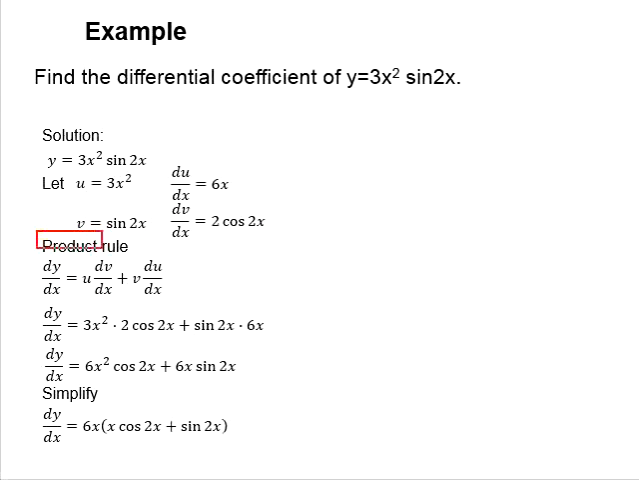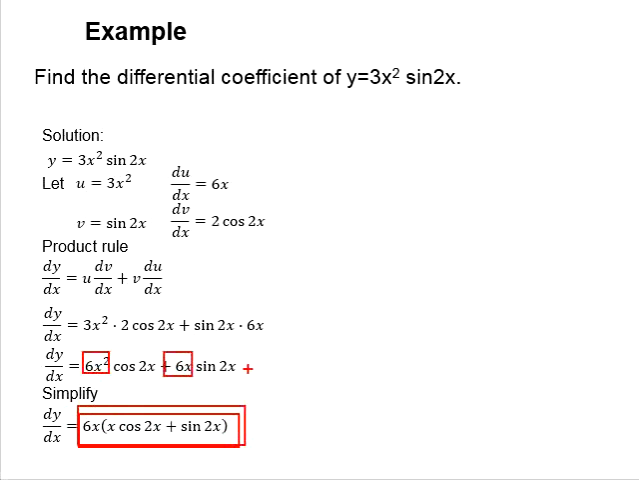Adopt the equation for the product rule. Substitute u dv/dx plus v du/dx into the equation. Reorganize the equation, and it gives you this. Simplify it by taking the common function out of the bracket. You will get the final answer.